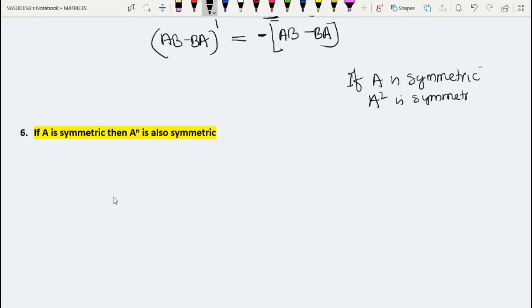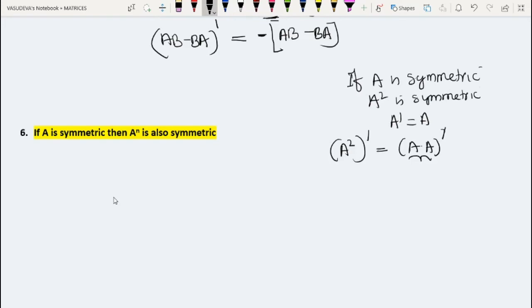So very simple proof this one. A is symmetric, so A dash is equal to A. Hence if you take A square, take the transpose of A square. How do you write this? A square can be written as A into A whole dash.